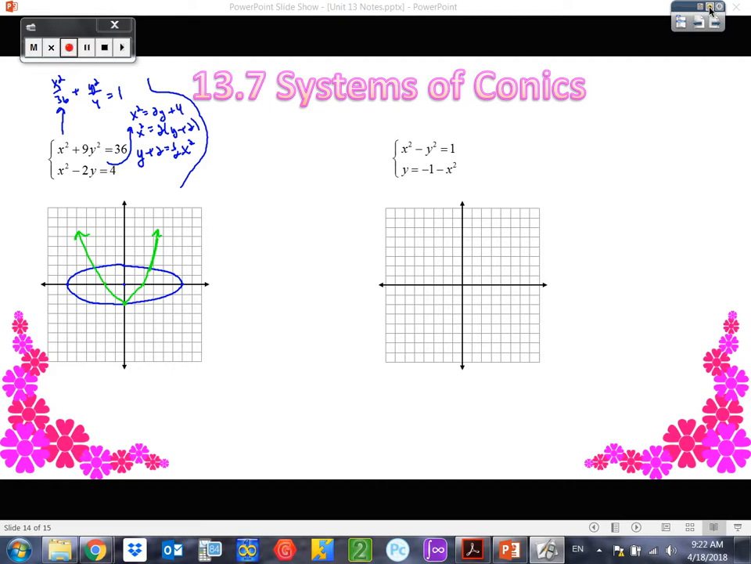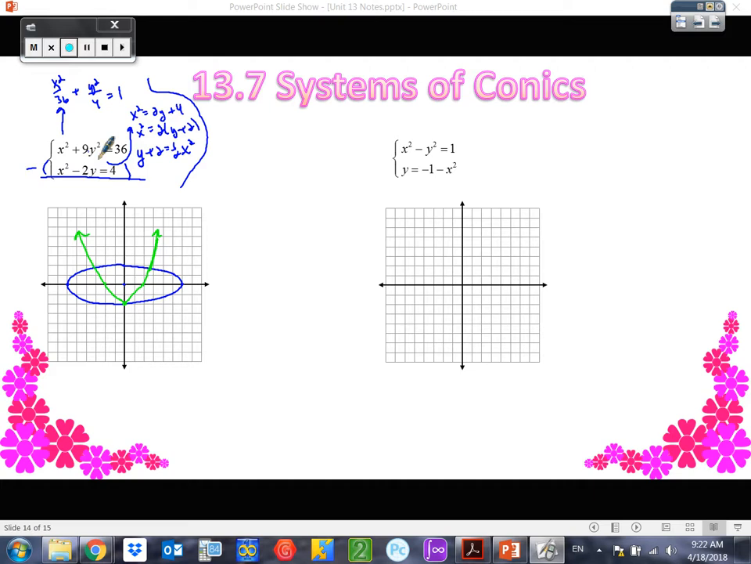So if I were to do elimination here, and I were to subtract the second one from the first one, you see how my x squareds would go away? That would be actually pretty convenient for me. I would only be left with y's. This would be a pretty good one to do elimination with, right? Because it really eliminates the x's, and I'm just left with a bunch of different y's.